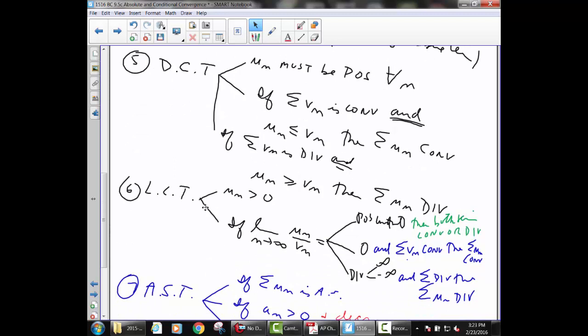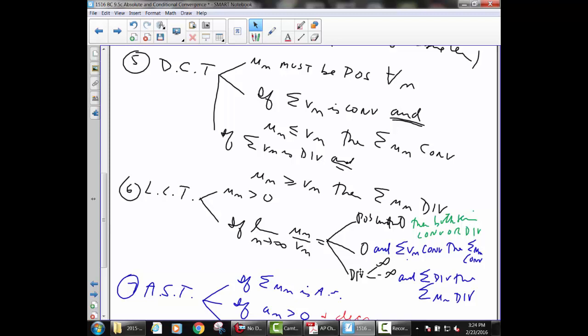Limit comparison test, again, the terms have to be positive. If the limit as n goes to infinity of u_n over v_n is a positive constant, then both series converge or diverge. If it's 0 and the series you were comparing it to was convergent, then your original series is convergent. If not, no conclusion.